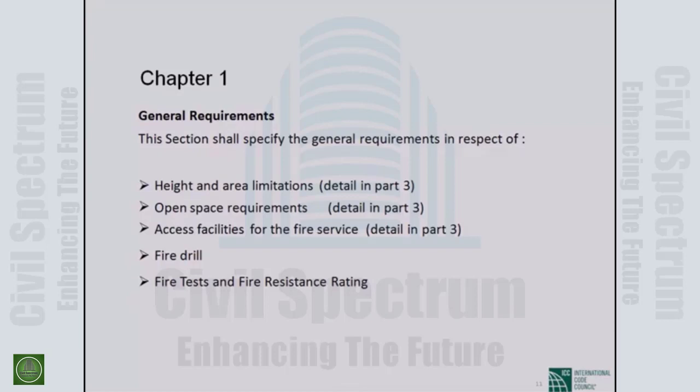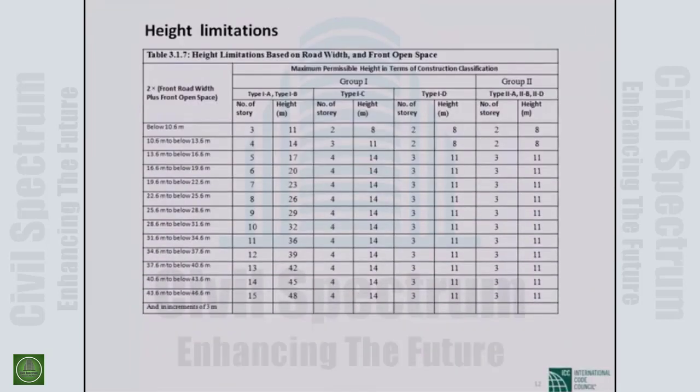Though we have already learned the height and area limitations, I would like to show a table to give some indication of how it is related to part 4. This is a table giving you the height limitation based on the road width and the front space. So there are two axes. One is road width, another is front space. There is a third axis which gives you the type of the building during the construction. That is related to my lecture.